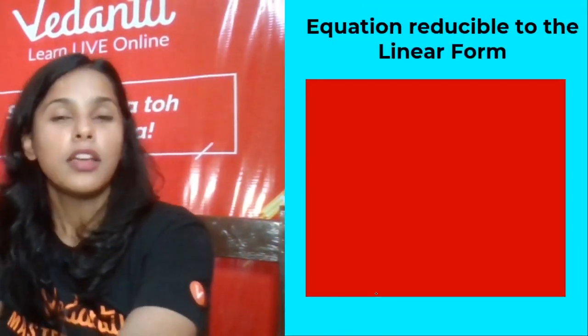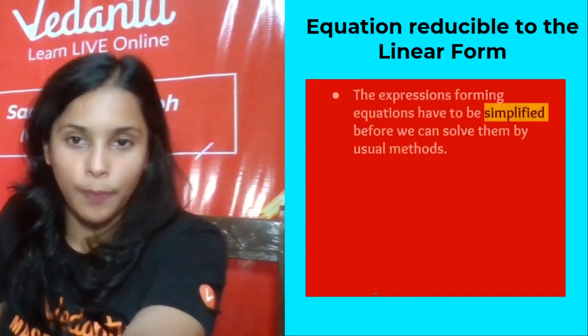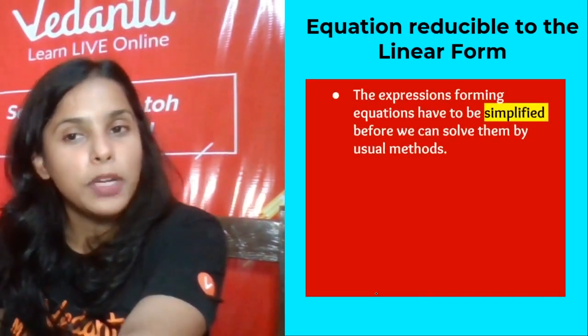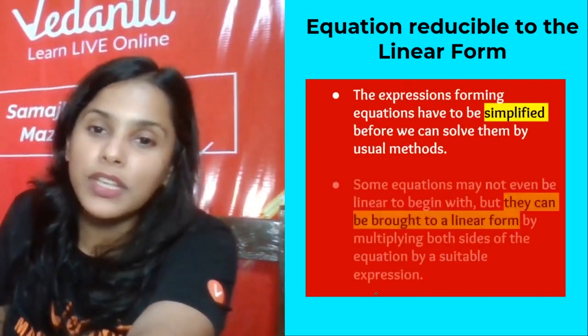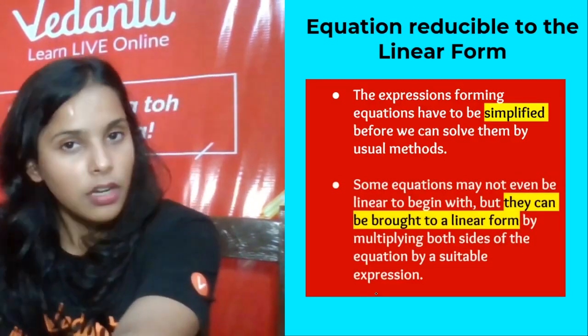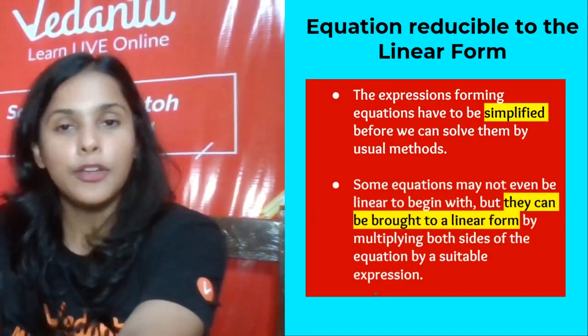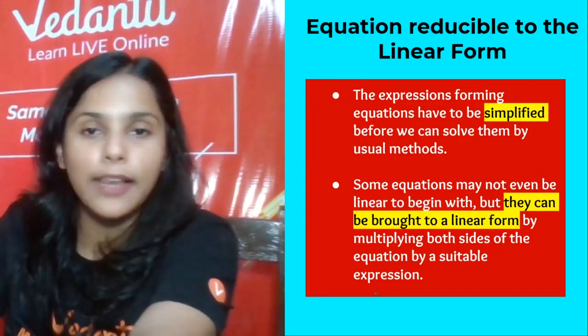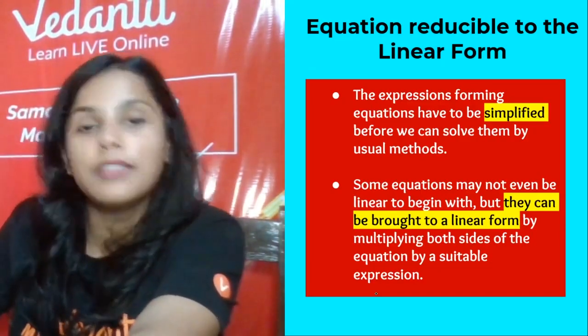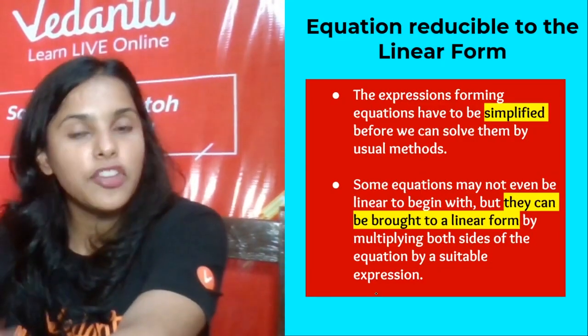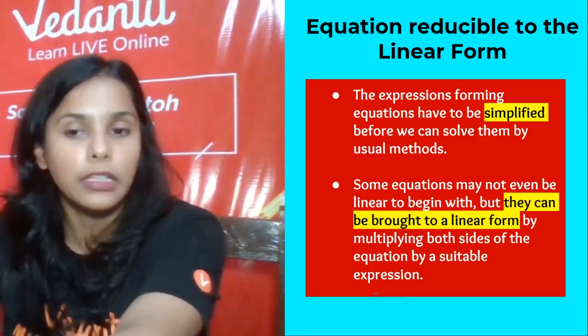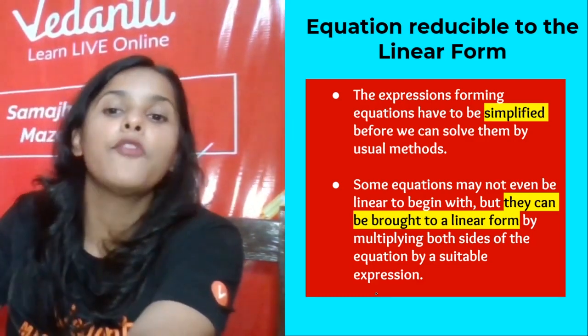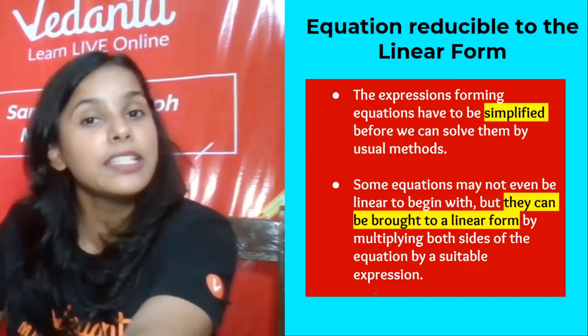Now reducing equation to the linear form. So the equation would be in the simplest form by doing the usual method, that is balancing and transposing, doing the simplification with the help of removing the denominators, cross multiplication and opening the brackets. Simple. So by that you can form a linear equation in the simplest form.